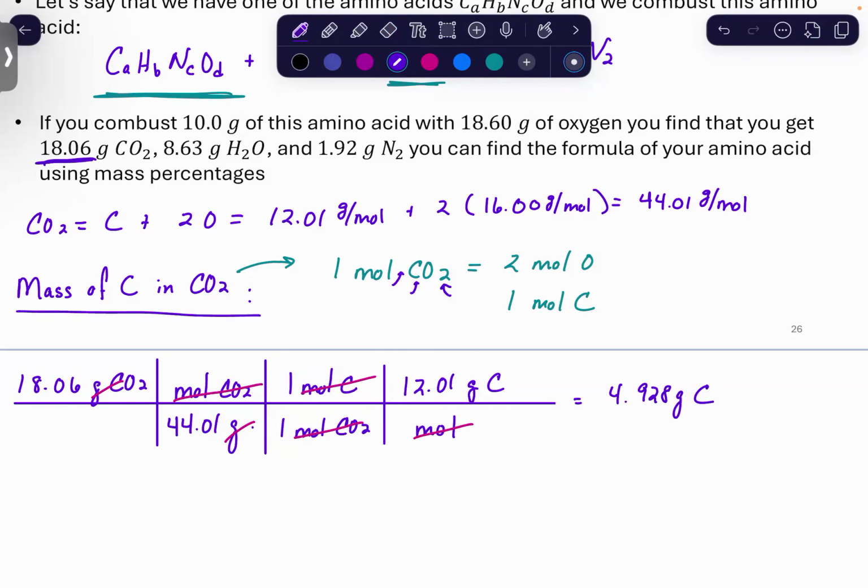Take some time to look at what I just did there. Make sure you understand the step-by-step process. Make sure you understand how I get 1 mole of carbon and 2 moles of oxygen from every mole of CO2. And know that if I have a mass of a compound, I'm going to have to translate it to moles in order to make these comparisons, because that's how stoichiometry works. Stoichiometry is comparing molar amounts.